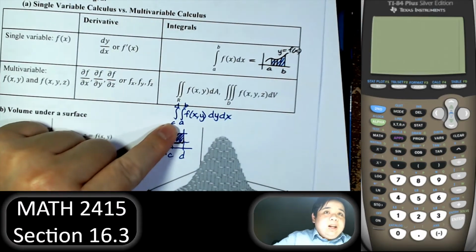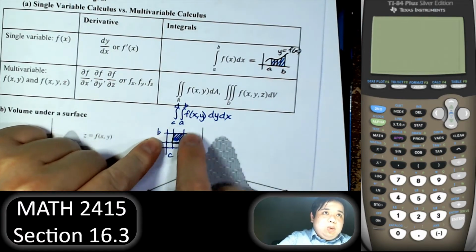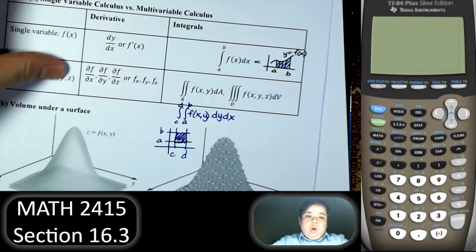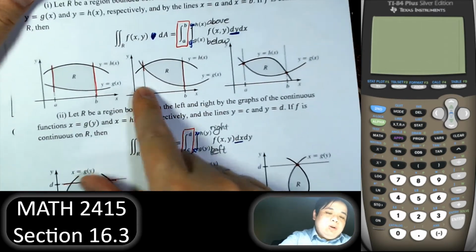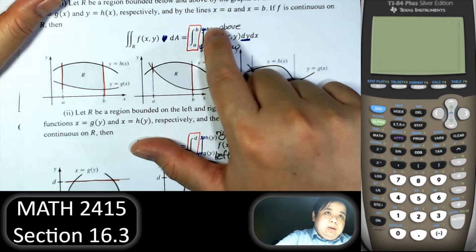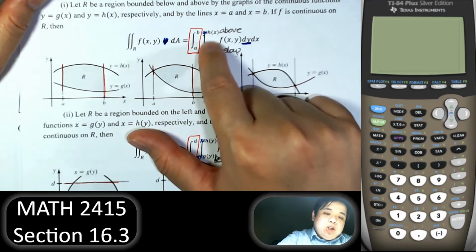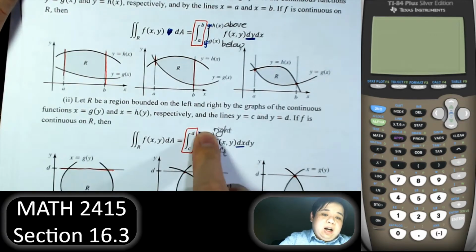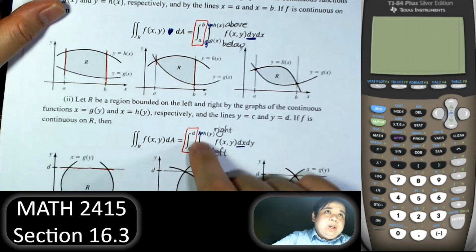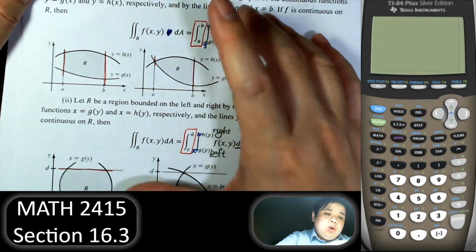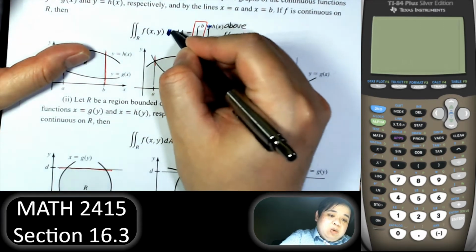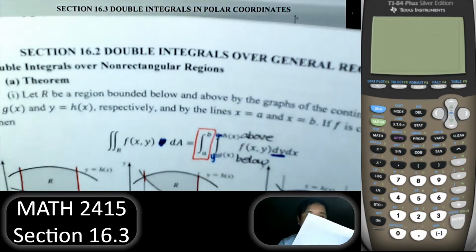We might have the limits as constants, in which case it is just a rectangular region. Or we might have something more general where it can be bounded by two functions y equals, or bounded by two functions x equals. The outside is always constant though. Right, so we'll evaluate the integral. Once again, sorry, there's no equal sign there.